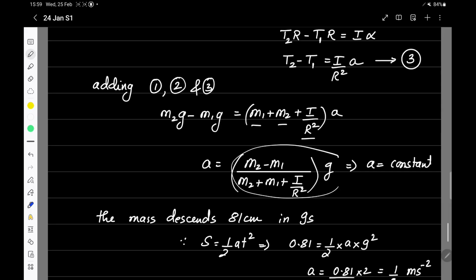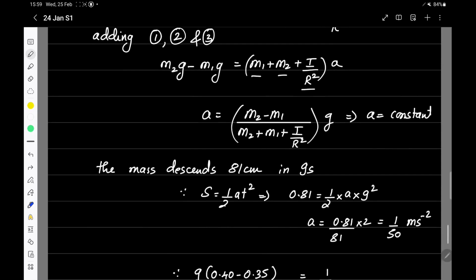So acceleration will come out to be (m2 minus m1) into g divided by (m2 plus m1 plus I by R square). In fact, if you ever get a pulley plus two mass system, you can just remember this expression, right? And acceleration is a constant. So bodies are moving with constant acceleration.